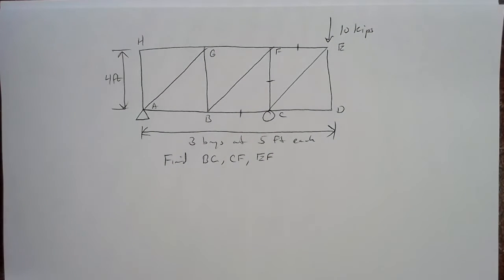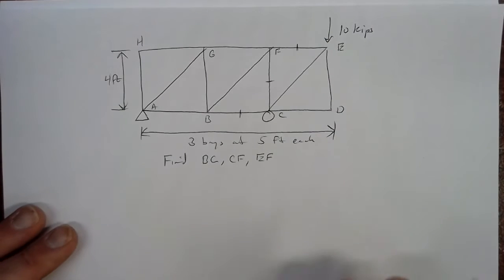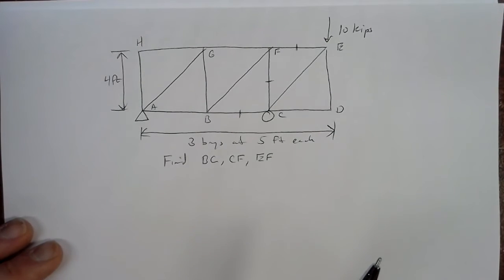And indicating those out that way gives us a good way to visualize which way we'd want to draw our section for our method of sections. So first step, we have to find our reaction forces. So let's first find the reaction forces. I'm going to go over to a separate sheet for that one.